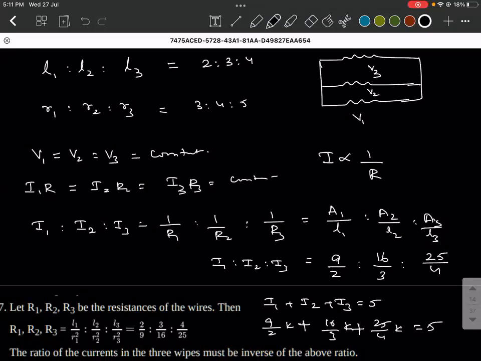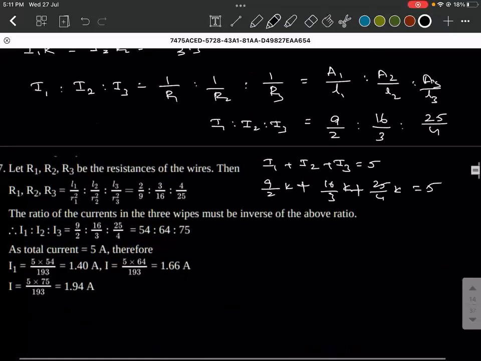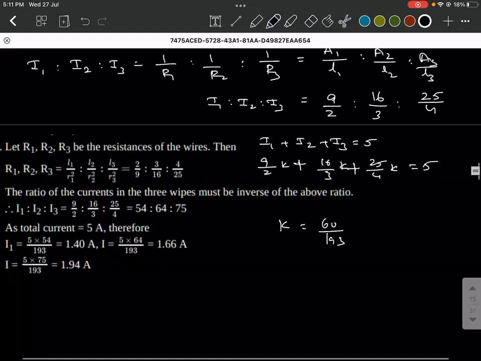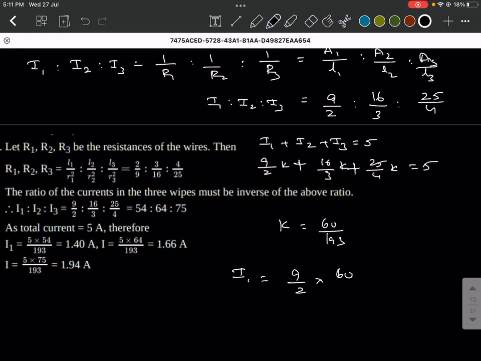What is the LCM base? 12. Fractional values. 60 by 193. Okay, K is 60 by 193. Then I1 is 9 by 2 into 60 by 193. Here 2 will go 30 times. But 193, is it divisible by anything? Doesn't seem to, no?